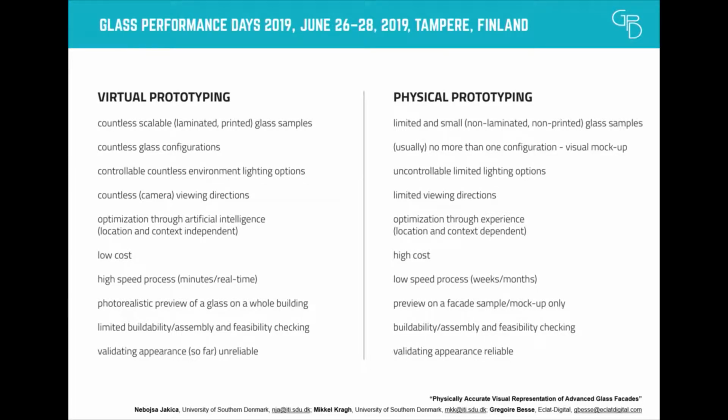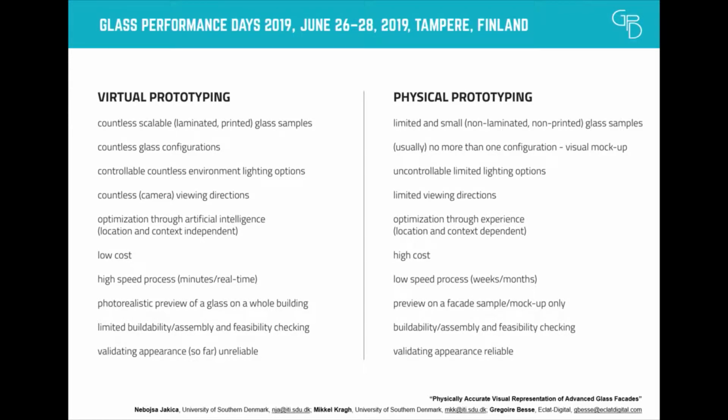And also with virtual, you have countless glass configurations to test. With physical, you need to order a specific glass configuration, then you need to wait, and there is a limited number of glass configurations that you can test. Also, in virtual prototyping, you have a controllable environment and lighting conditions. With the physical one, you have to wait for lighting conditions to match your perspective and your vision as well. So you have to wait for cloudy conditions, for the sky conditions, etc.